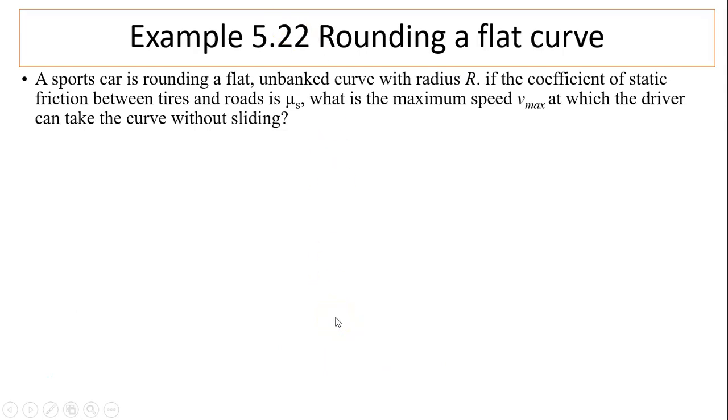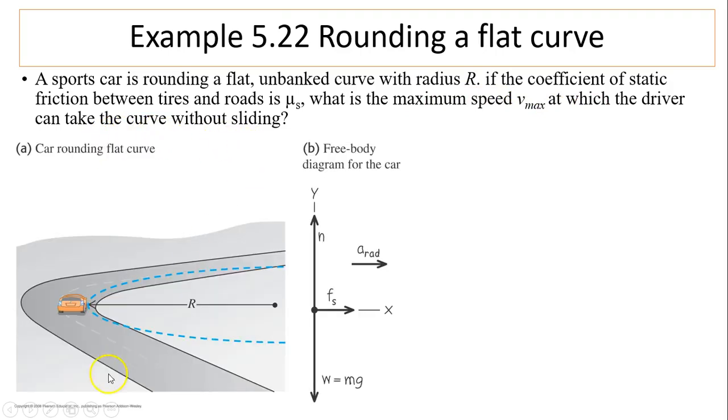Another example, running a flat curve. A sports car is running a flat, unbanked curve with radius r. The coefficient of static friction between tires and road is mu s. By the way, when a car runs a curve, the static friction is providing the centripetal force. What is the maximum speed Vmax at which the driver can take the curve without sliding?